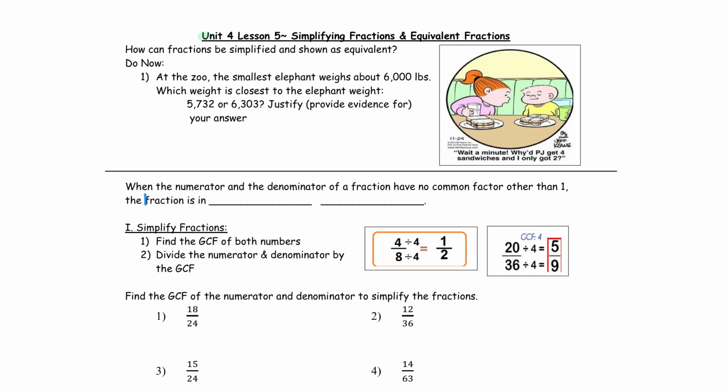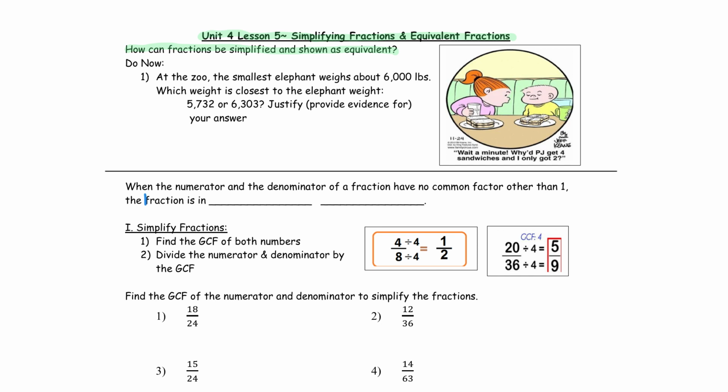Today's lesson, Unit 4, Lesson 5, is simplifying fractions and finding equivalent fractions. How can fractions be simplified and shown as equivalent? Well, you've seen this in the past. However, in 6th grade, we will find that we can simplify fractions in two ways. One is doing it mathematically, using the greatest common factor, and using factors themselves. And another way is simply to use the calculator. However, right now we're going to be focusing on using the greatest common factor or factors to simplify fractions.